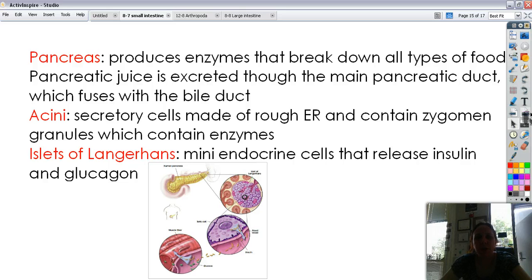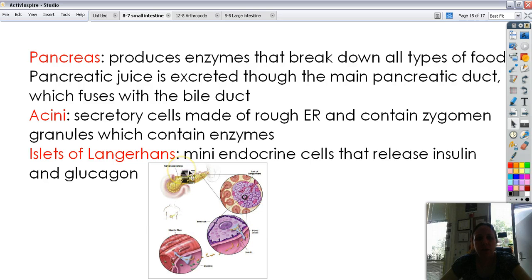The pancreas is also an incredibly important organ just due to the fact that it produces enzymes to break down everything. Nucleic acids, carbohydrates, proteins, lipids. It breaks down just about everything. So we need your pancreas nearby, and it squeezes out its juices through the main pancreatic duct, which runs down the length of the pancreas, and that fuses to the bile duct, where it then dumps into the duodenum.